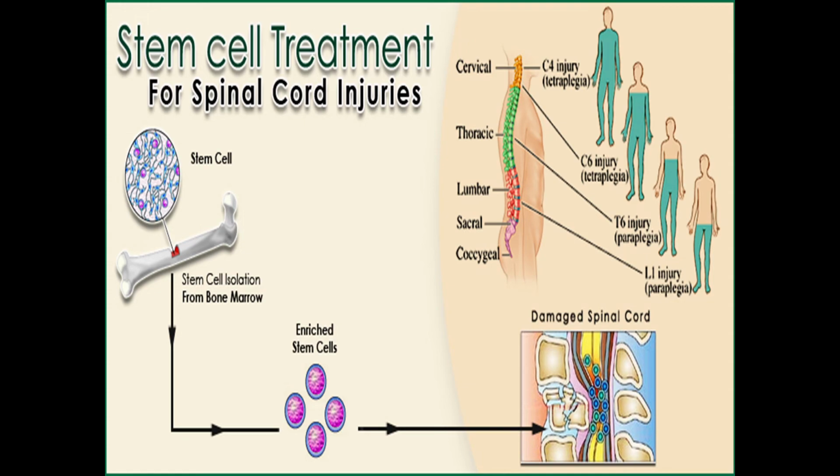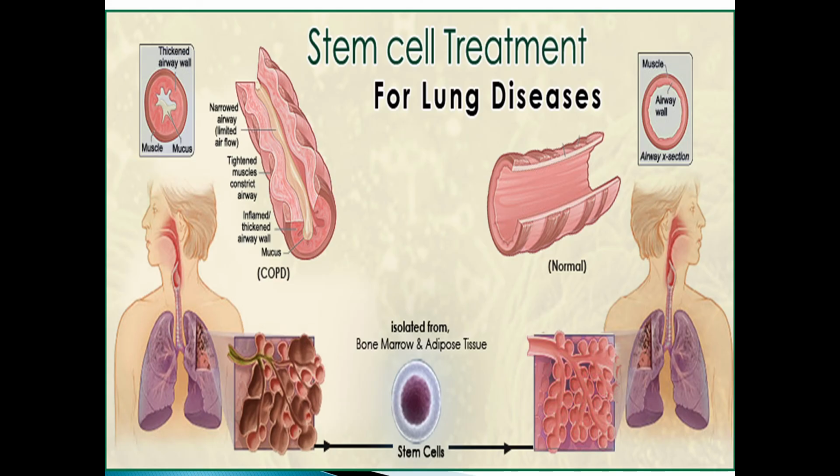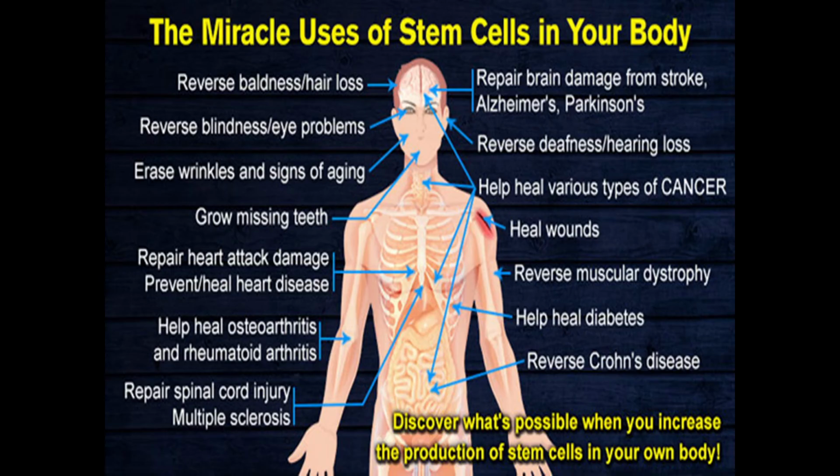This slide shows stem cell treatment for spinal cord injuries and lung diseases, and the miracle uses of stem cells, mainly to repair brain damage from stroke. They cure Alzheimer's and Parkinson's diseases, cure cancer, heal many wounds and also diabetes, and repair spinal cord injury and multiple sclerosis. They cure osteoporosis, fibrosis, arthritis, and grow missing teeth. They repair heart damage and heal heart disease, and they reverse blindness and eye problems also.